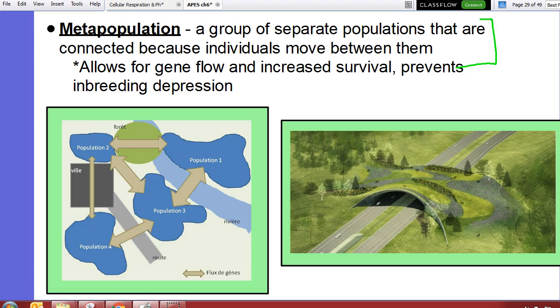Now they probably don't plan this, but what ends up happening is those populations live close enough that individuals actually migrate from one population to another relatively easily. And when they migrate from one population to another, they bring their genes with them. So they're connected.